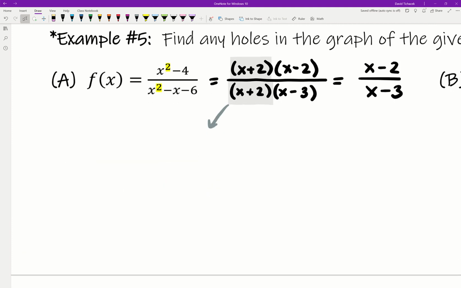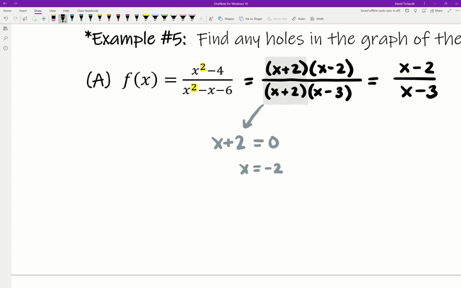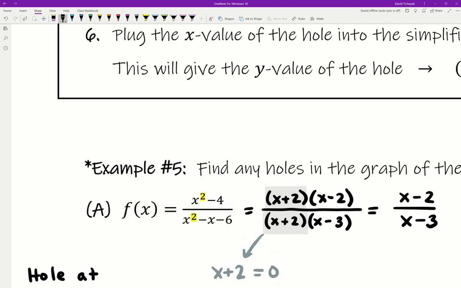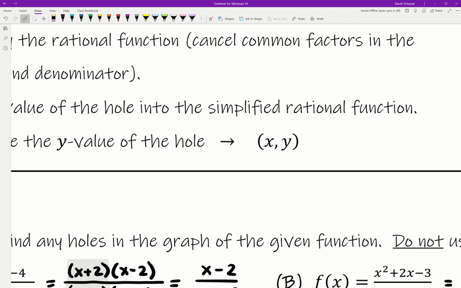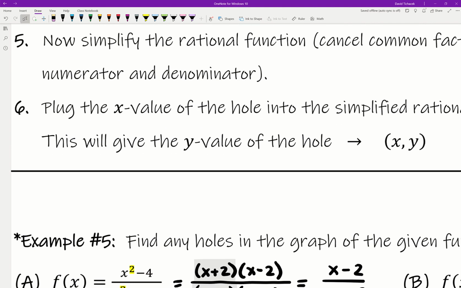All right, and so if we come down here, the factor that we noticed was the same in the numerator and denominator, of course, was x plus 2. We want to set that equal to 0 and then solve this little equation. That's just a simple one-stepper. So that's going to be x is equal to negative 2. And according to the steps from up above, that is going to be the x-coordinate for our hole. So over here, I'll go ahead and start to write our answer. We'll say that there's going to be a hole at a point with these coordinates. We just figured out the x-coordinate. That's going to be negative 2. Okay? Now, continuing with the steps up here, number 5, it says now simplify the rational function, which means, of course, cancel the common factors in the top and bottom.